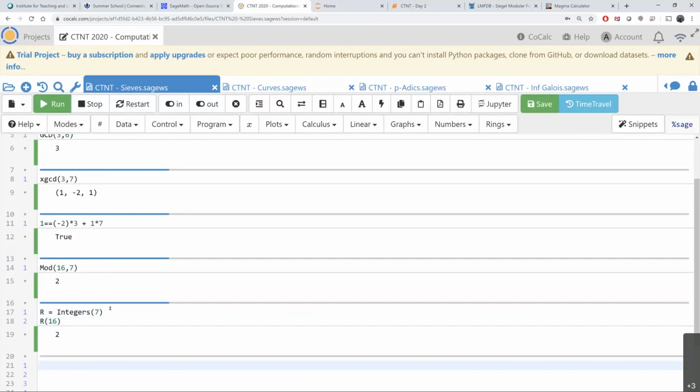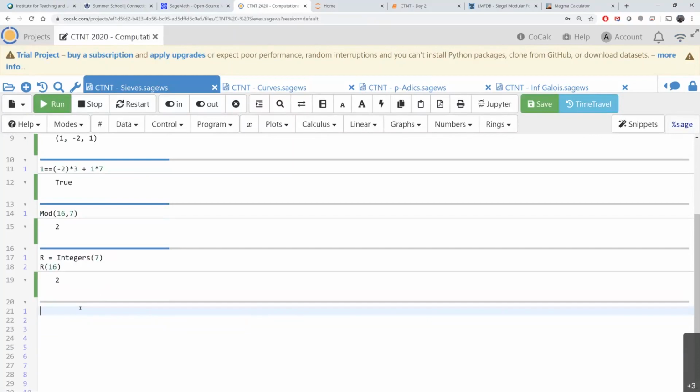All right. In basic number theory, we can also do the Chinese remainder theorem. So what does this look like? That is the problem: what is an X that is 1 mod 5 and 2 mod 7?